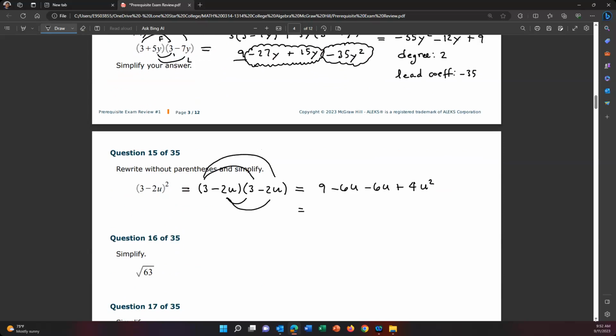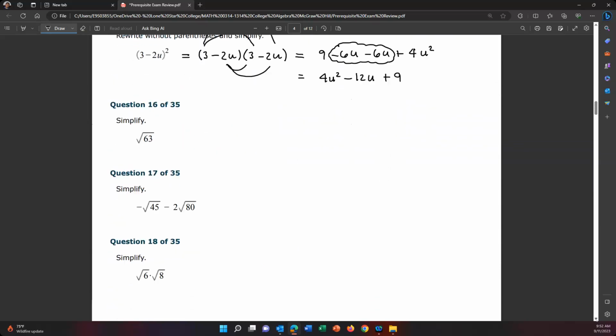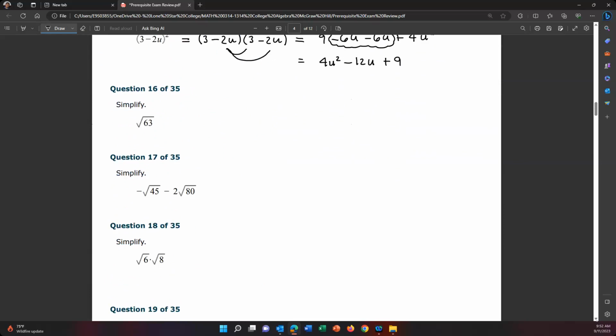Writing this in order, we get 4u squared. Combine these two like terms, we get negative 12u. We're just combining, so they're in total negative 12u's plus 9. All right, I think that's enough of that. And now we're trying to do something different with radicals. And they want us to simplify the square root of 63.